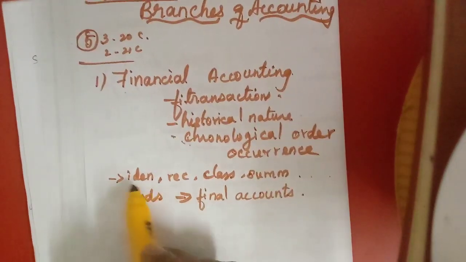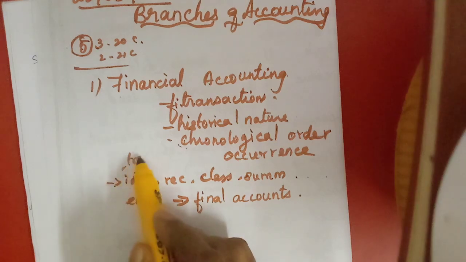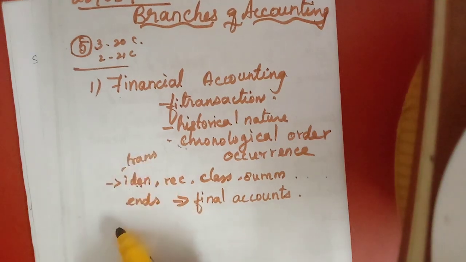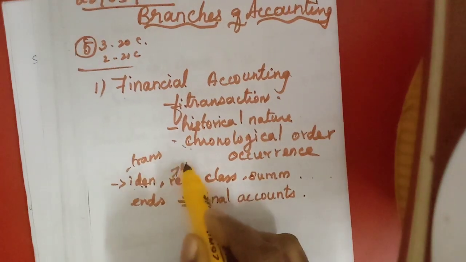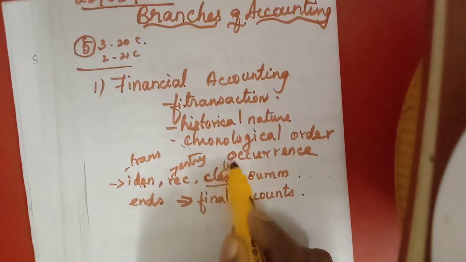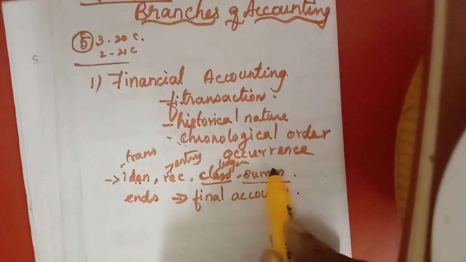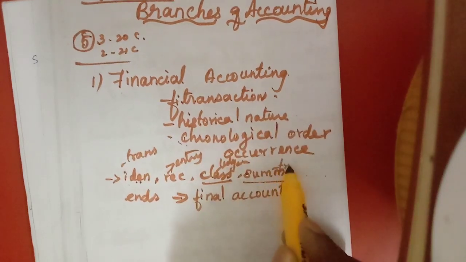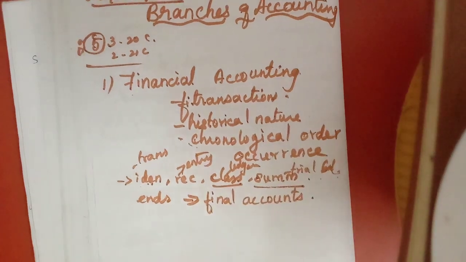First, identifying means the transactions will be identified. How many purchases, how many sales, we will identify. Then we record them, that is called the journal entry. Then we classify, that is called the ledger. Already I have explained all these things. Then summarizing is the trial balance. Then we prepare the final accounts.